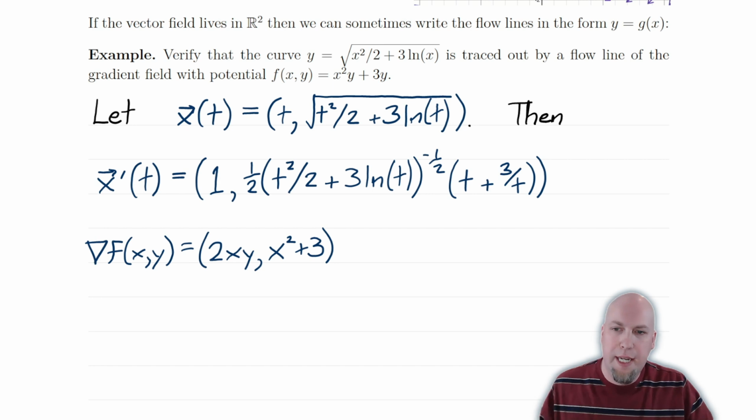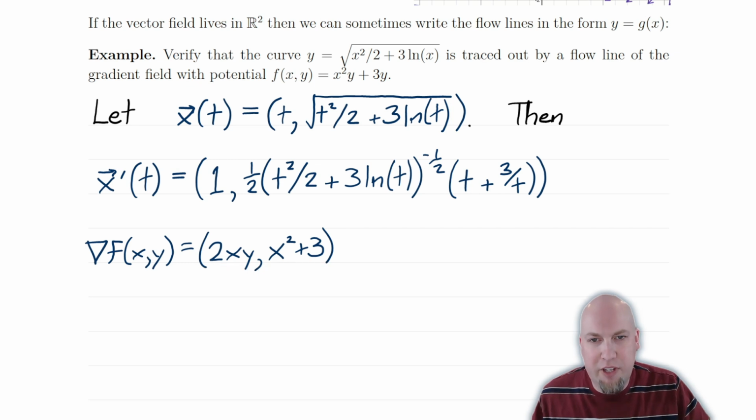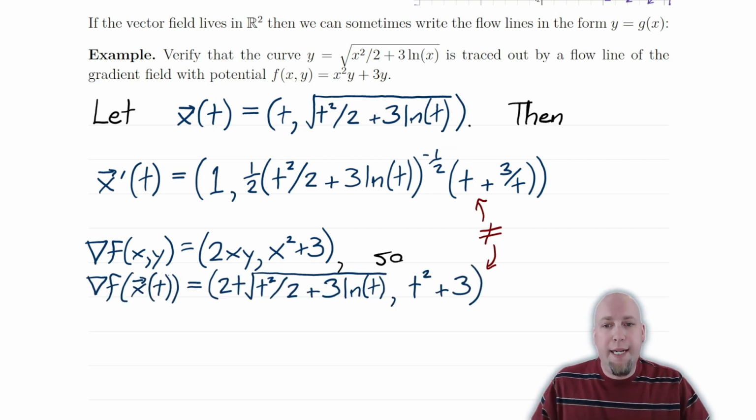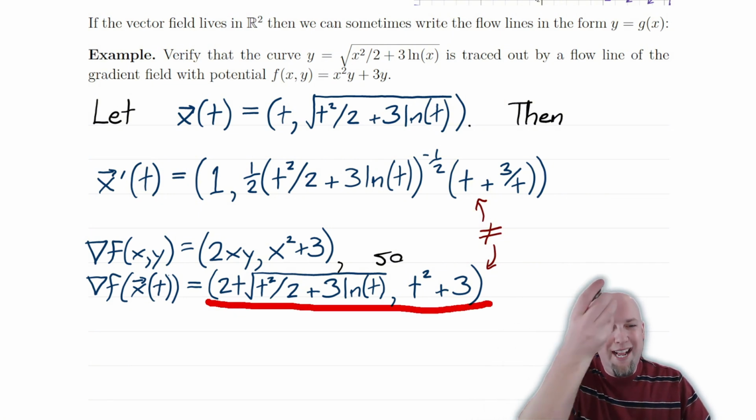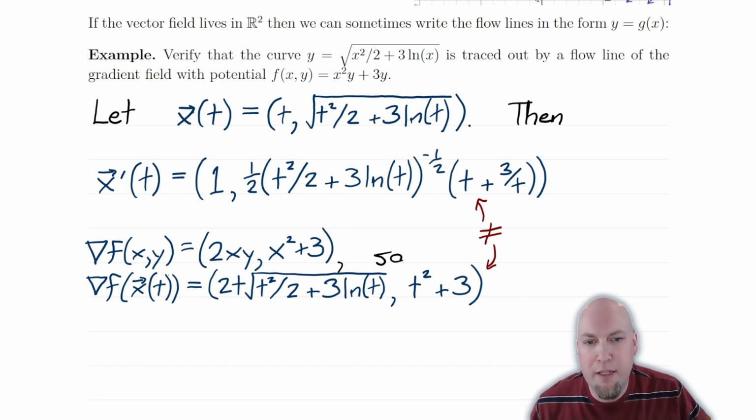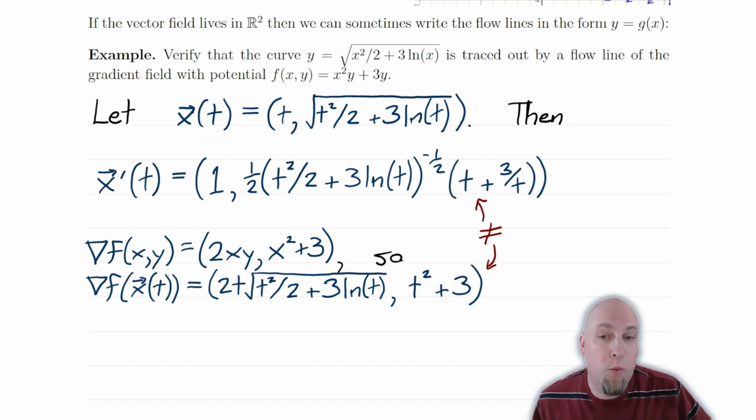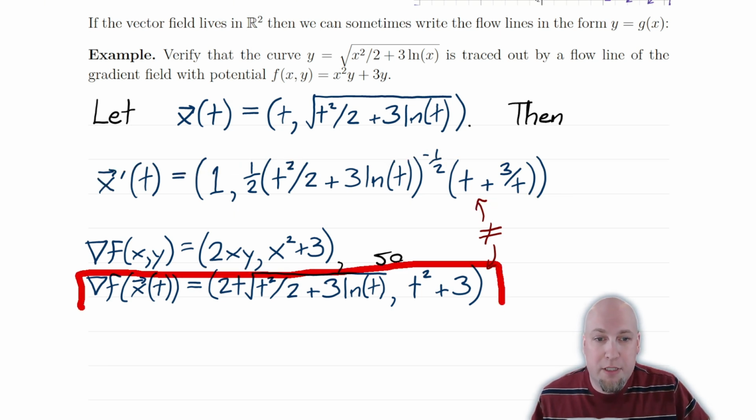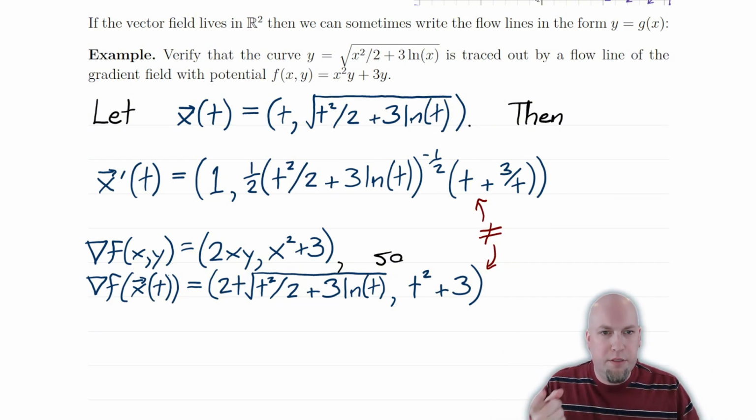So that's my vector field, and now I just apply this to this path up here. In other words, everywhere I see x in this vector field, I replace it by t. Everywhere I see a y, I replace it by root t squared over 2 plus 3 ln t. When I do that, I get this expression down here. This is my vector field at the position specified by the path. Now, if this path x really were a flow line, then this expression and this expression down here would have to be the same thing. That's the definition of a flow line, and those are not the same thing.